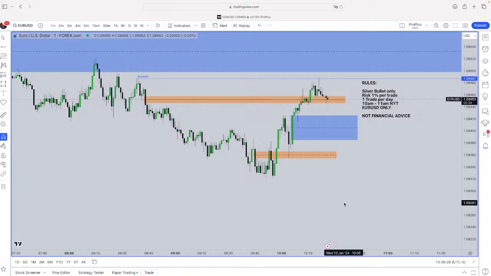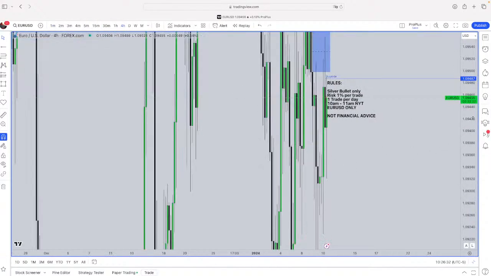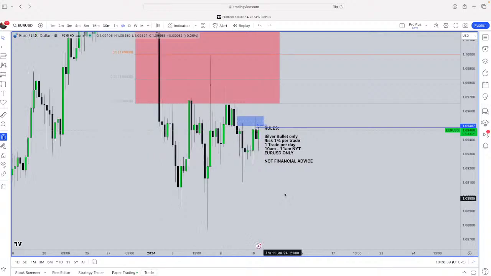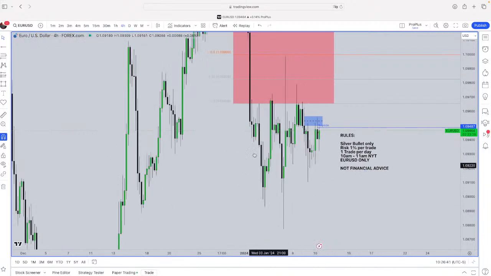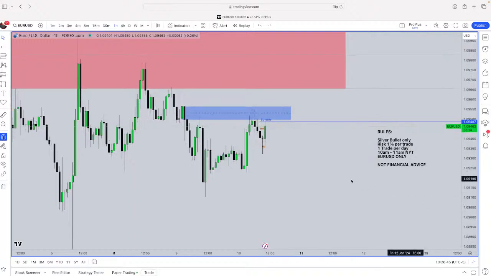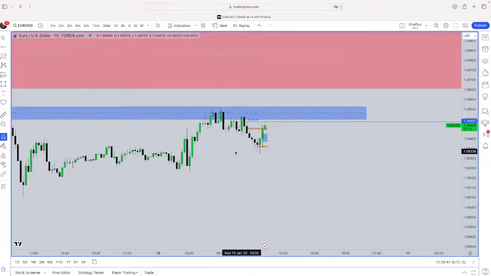Price rejected the 4 hour fair value gap, which gave me my bullish bias on EU. There, yeah, nice. If you just look at it like that, it is very choppy. But yeah, for me, it's that 15-minute here.